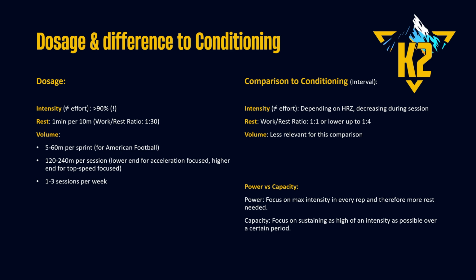Now, a few short words about power versus capacity, if you ever stumble upon these words. Power usually means a focus on max intensity in every rep, and therefore there's more rest needed. In this case, this would kind of equal sprint training. If we compare it to capacity, this usually focuses on sustaining as high an intensity as possible over a certain period, which goes more towards the conditioning side. While also within conditioning you can focus more on capacity or on power intervals.